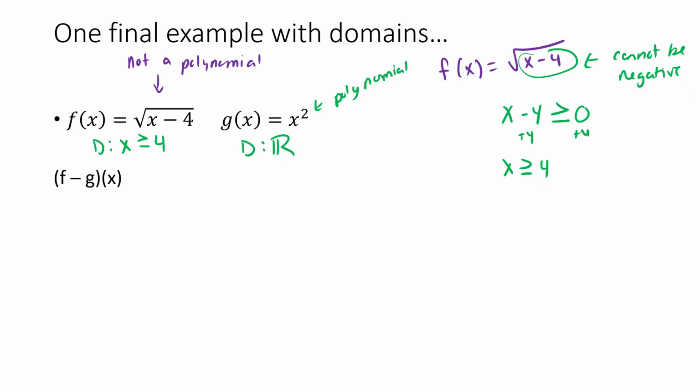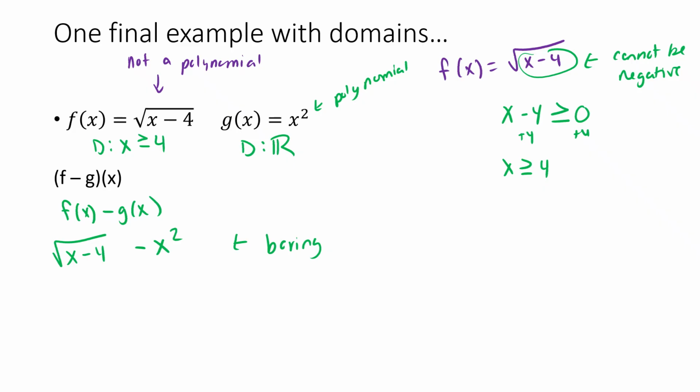So here's how this works. This means f of x minus g of x. So f of x is the square root of x minus 4, minus x squared. Now that part seems kind of boring to me. There's nothing you can do with that. You cannot combine those. All you can do is simply write them out. And this is why we do so many with polynomials, because that is boring.